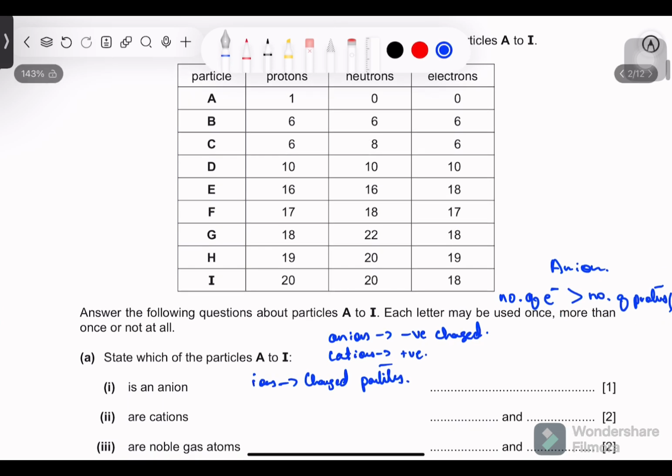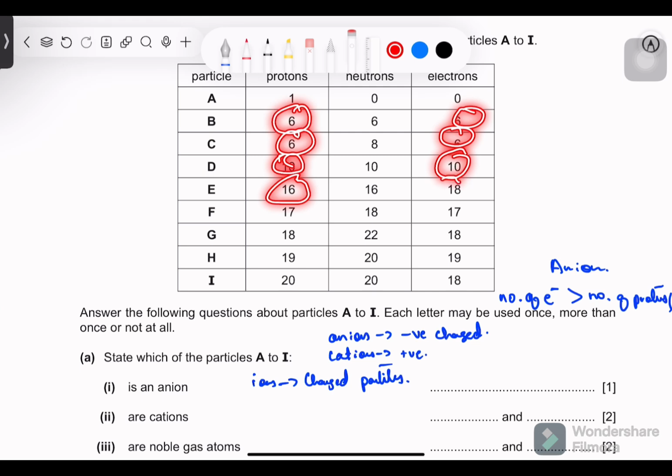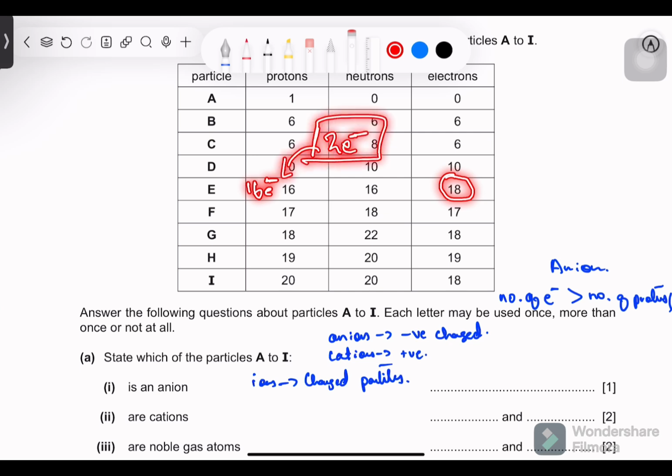So we just have to check which particle has more electrons than protons, and over here it has one more proton than electron, equal over here, and over here two more electrons than protons. So this is an ion with a 2 minus charge, because it originally had 16 electrons, because in an atom we know that the number of protons and electrons are equal, but here they have written it has 18 electrons. This means that it has gained 2 electrons, so it should have a net charge of 2 minus, and it is an anion, which is E.